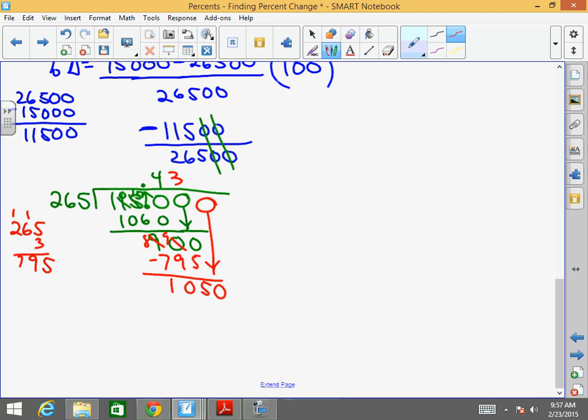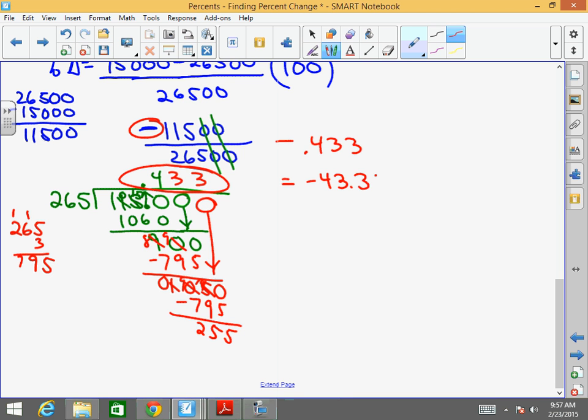So how many times can 265 go into 1,050? It's not 4, right? Because 4 was 1,060. So it's 3 again. You know it's going to be 3 again. So that's 795. So that's a 5. That goes to a 14. So that's 5. That's 9. That's 2. But we don't need to go any further because I said once you get to the thousands place, remember this was a negative. This is negative 0.433 times 100 equals negative 43.3%. Rounded to the nearest percent, negative 43%. Write it as an increase or decrease, and you are done.